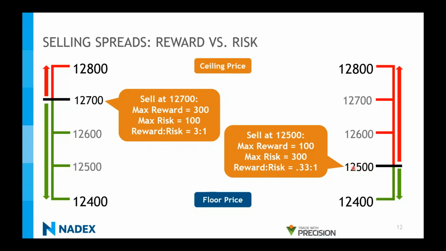Think about selling this market at 12,500, selling that same contract. Well, now I just have a very small potential gain of $100 if the market goes my way. However, I have $300 of risk if the market starts to go against me. So here, selling this contract at 12,500 gives me a very bad 0.33 to 1 reward to risk ratio, which means I must risk $1 for the potential to just make 33 cents. I like this scenario much better. I'm risking $1 for a potential to make up to $3.